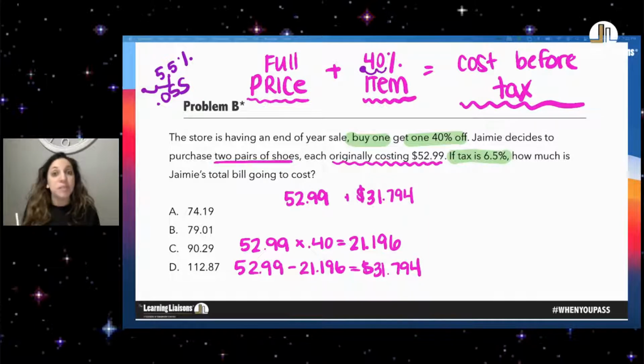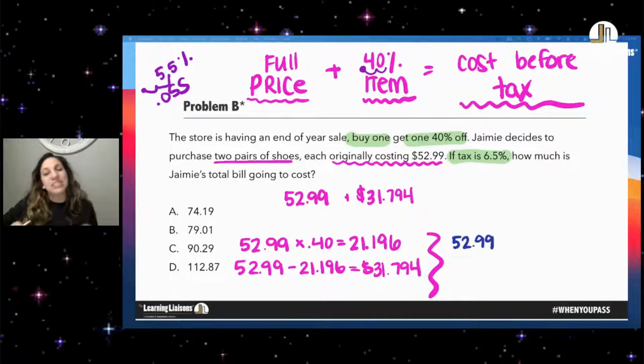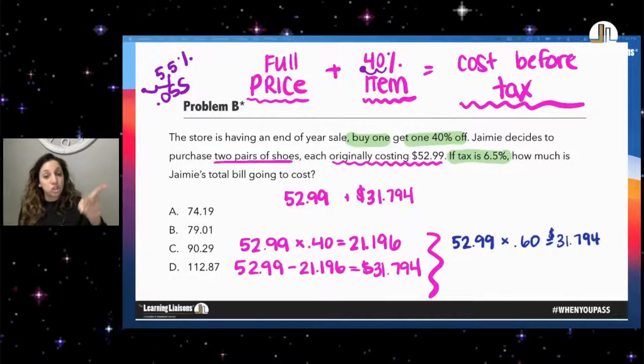Another way I could find my 40% off item is by multiplying my whole by the percentage that I'm actually paying. So if it's 40% off, what percent am I actually paying? I'm paying 60%. So if I multiply $52.99 times 60%, I get $31.79 with a fraction of a cent. How cool is that? So you can do it either way.